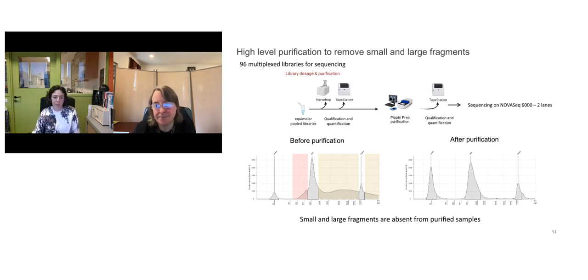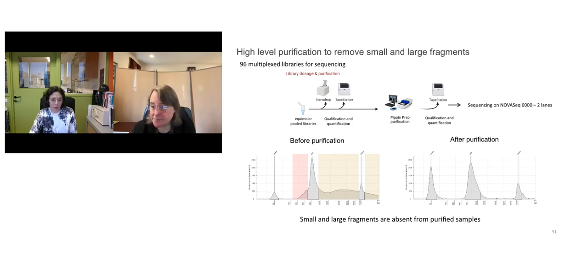So for that, if you start classically with your pooled libraries, so that you will mix all your libraries together to run them on the sequencer, what we did was to quantify and qualify this library before and after we purified it using a tool called a Pippin Prep here. It's a very nice separation of your library based on the size. So you define the size of the library you want, or of the sample you want to get.